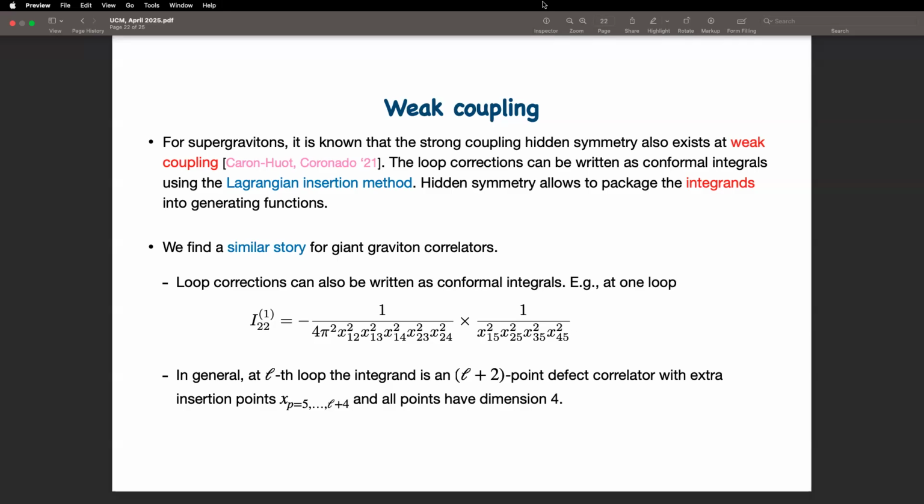In general, if you go to the Lth loop, the integrand will be a defect correlator with L plus 2 points. And the extra points we're supposed to integrate over are x5 to x_{L+4}. Okay. And if you focus on the case where k1 equals k2 equals 2, this L plus 2 point function, all have conformal dimension 4 and are R-symmetry neutral.